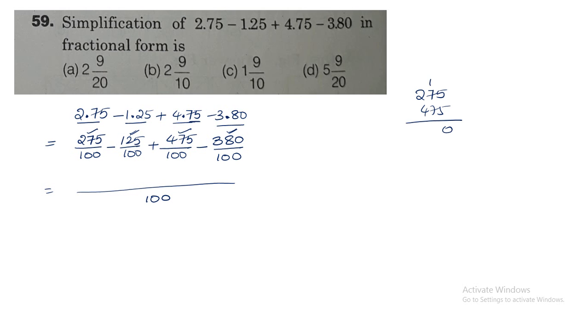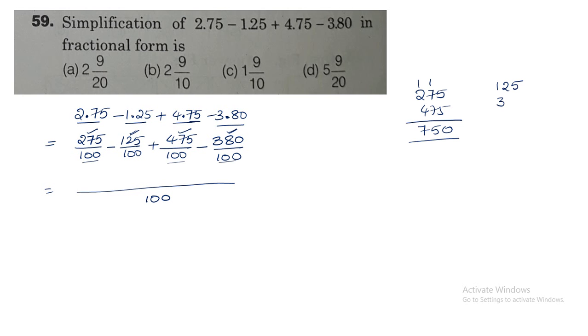So 1 is carried, 7 plus 7 is 14, plus 1 is 15. Again 1 is carried, 4 plus 2 is 6, plus 1 is 7, so 750. So this is nothing but the addition of the first and third one. Next, the second and fourth one, both are having the minus sign.